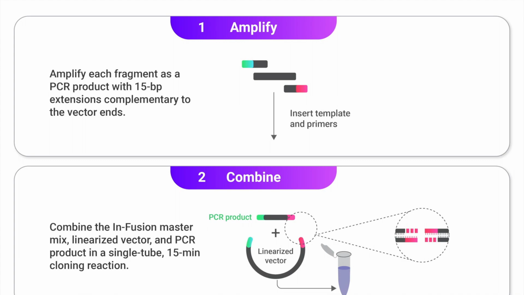These fragments are then combined with an infusion master mix that chews back the 3' ends, allowing for the fragments to overlap and anneal through complementary base pairing. In the final step, the vector is transformed into stellar competent cells where any gaps are filled, completing the infusion cloning.